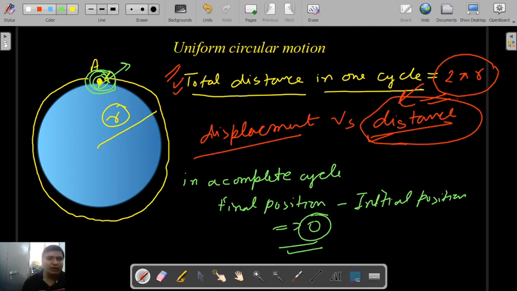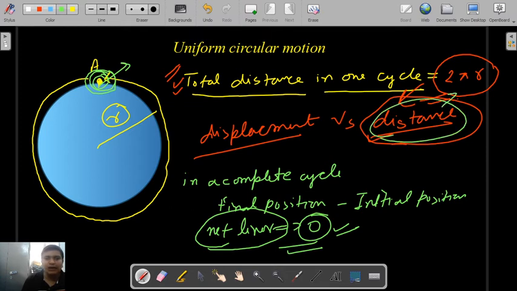So in any circular path, for a complete cycle, the displacement is 0. Net linear displacement, we should call it linear displacement. So net linear displacement is 0 and net linear distance is maximum 2 pi r. I hope you can get this point.